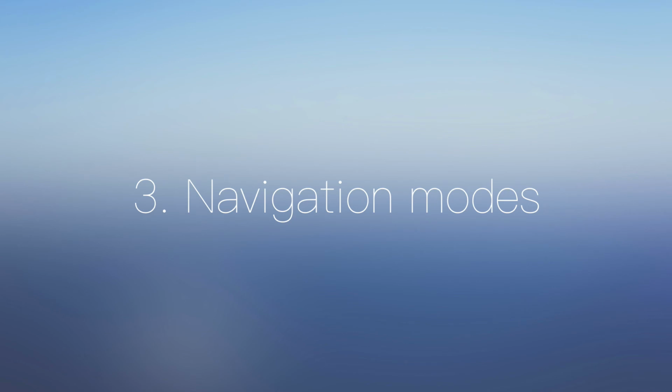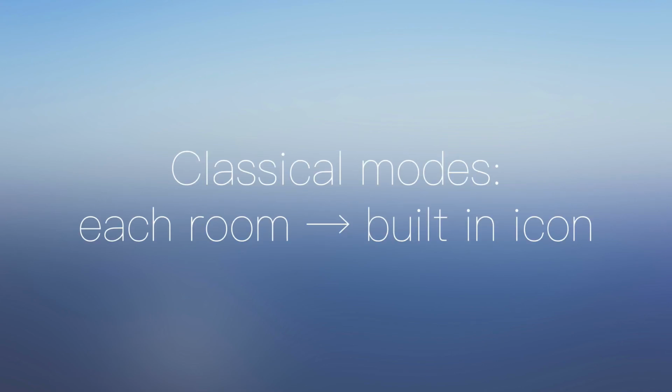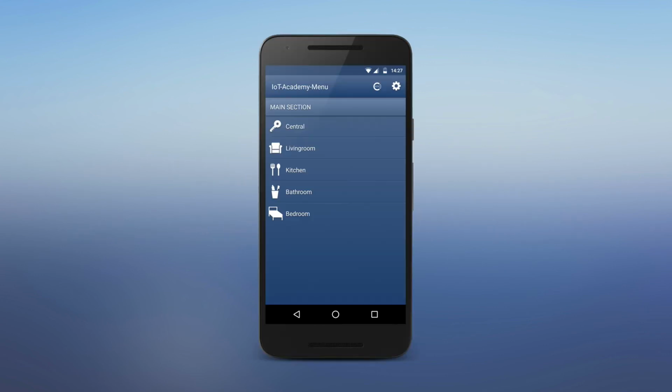ayControl currently supports 3 different navigation modes. The 2 classic methods, static menu and dynamic menu, and the more modern graphical menu. If you're using the 2 classical modes, you can give each room one of your built-in icons. Here we have an example of how it looks like in the static menu.